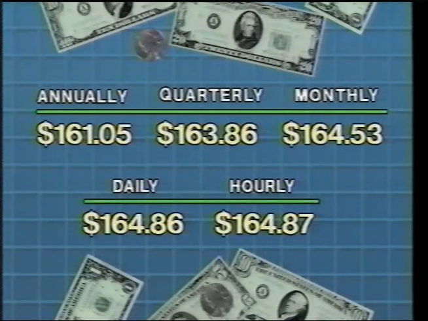$164.87. When we compare Dave's 5-year balance at various compounding rates, we reach this limit in the hourly compounding account. Compounding more frequently doesn't make any difference.